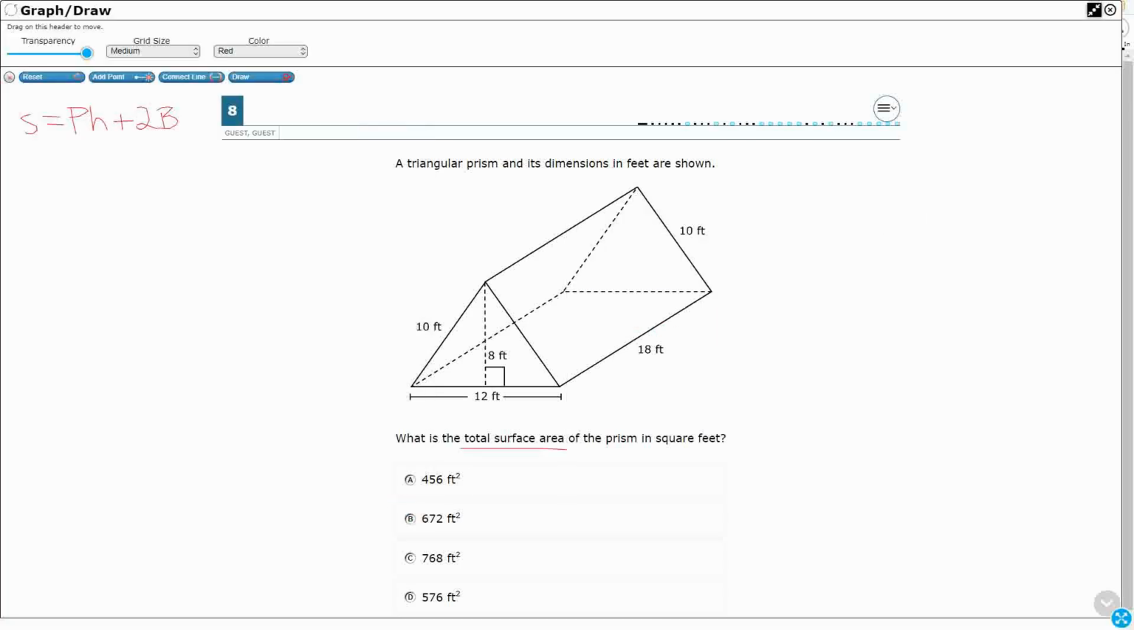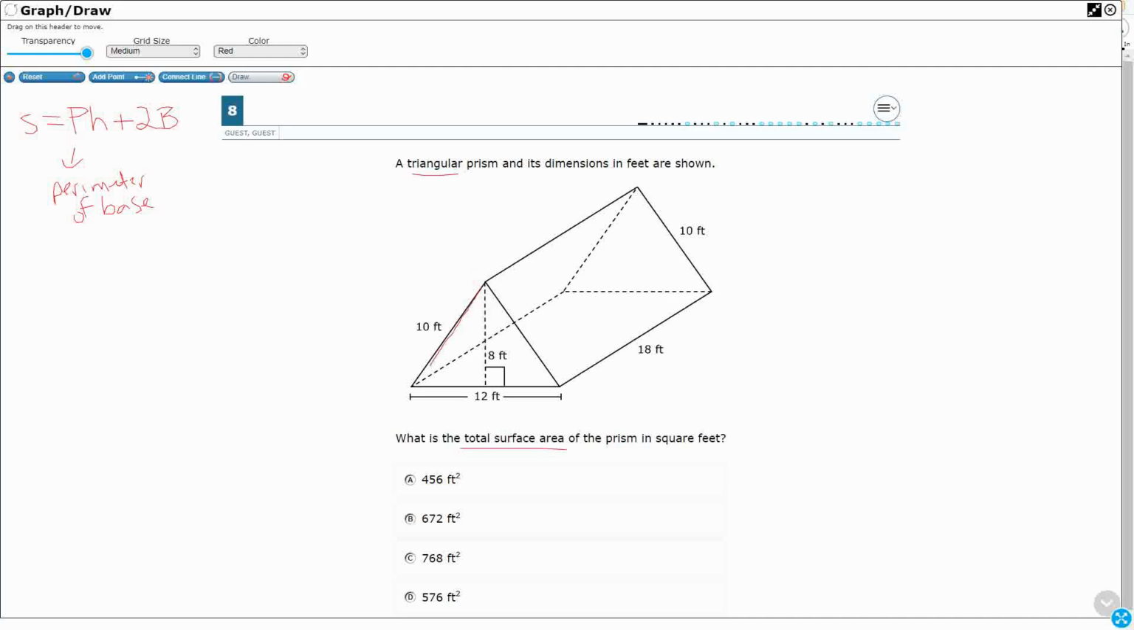Let's make sure we know what that means. So the P, the big P here, is going to be perimeter, and it's going to be the perimeter of the base. All right, so let's take a look. The base is going to be the side that gives the shape its name, so it's a triangular prism. So I need the perimeter of the triangle.